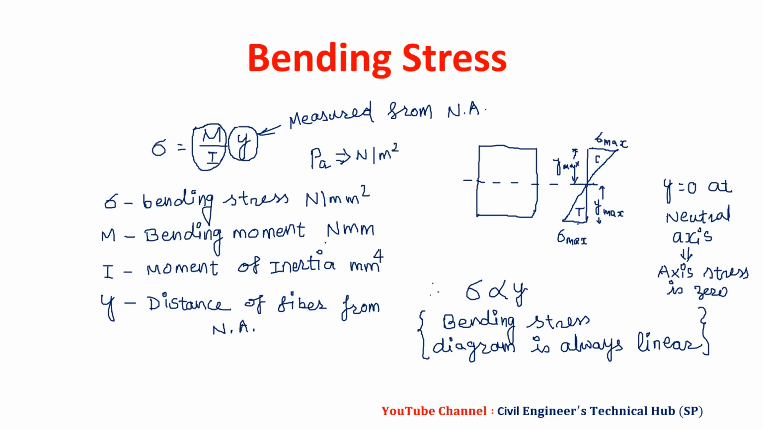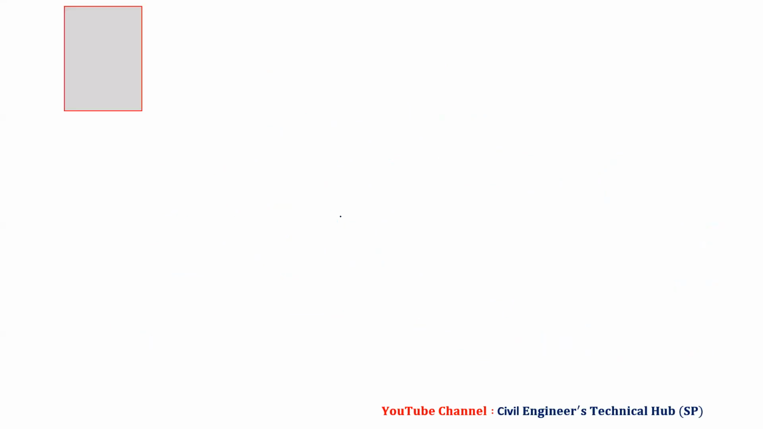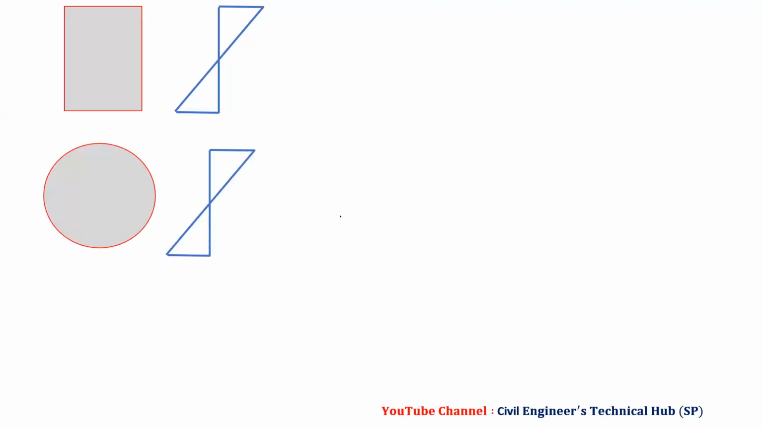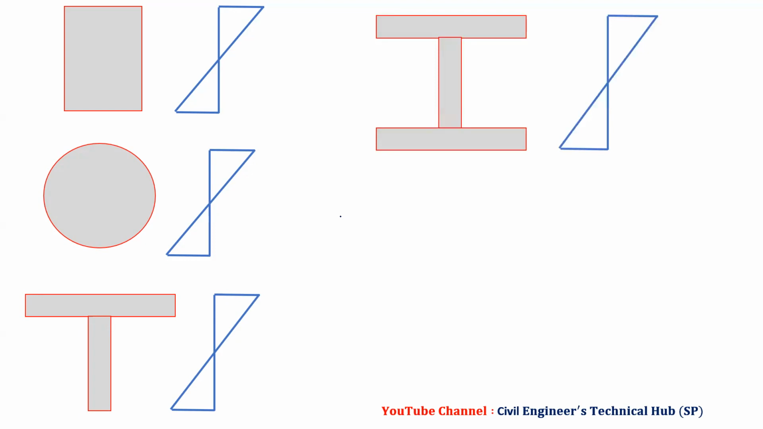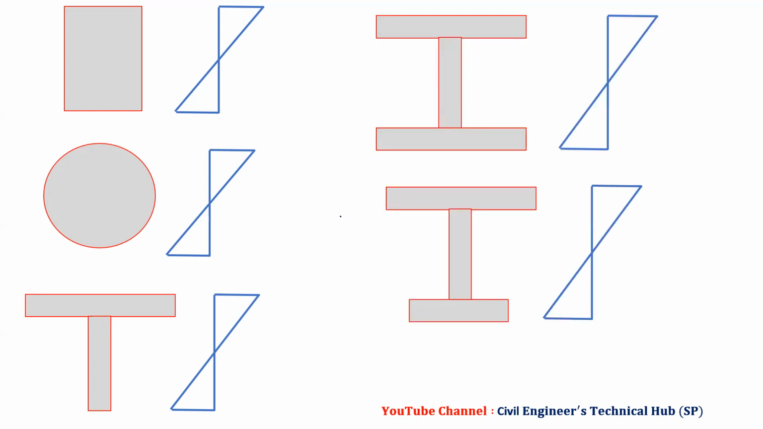Units: bending moment, Newton millimeter; I, millimeter to the 4. What is the unit of y? It is millimeters. So in bending stresses, we have to keep the formula and all the terms with units in mind. Now we will go with the rectangle. We will draw the bending stress diagram in this way. Then we have the circular section bending stress diagram in this way, the T section in this way, the I section in this way, and the unsymmetrical I section in this way.